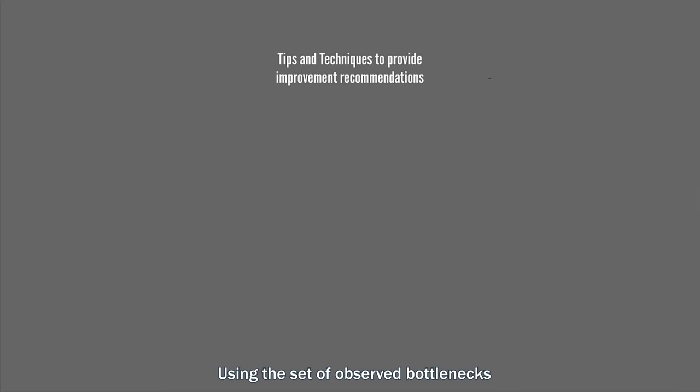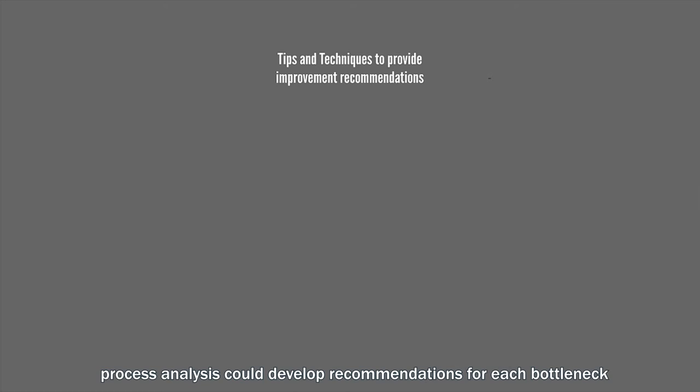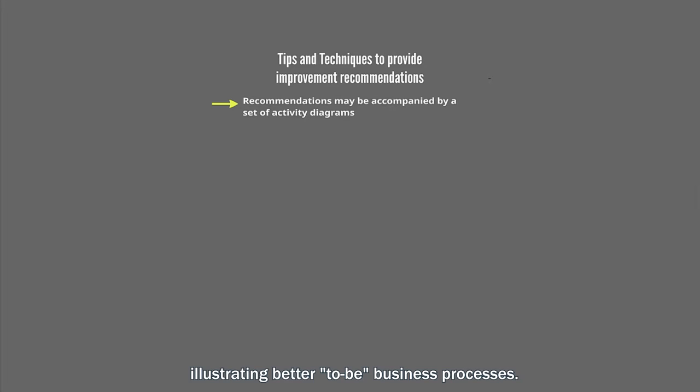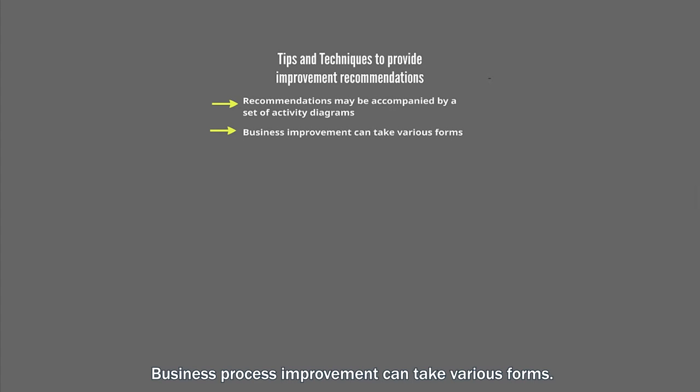Using the set of observed bottlenecks and opportunities to improve the SE's business processes as an input, process analysts could develop recommendations for each bottleneck and improvement opportunity as identified. The recommendations may be accompanied by a set of activity diagrams illustrating better to-be business processes. Business process improvement can take various forms. General recommendations could cover some measures to simplify and automate certain business processes.